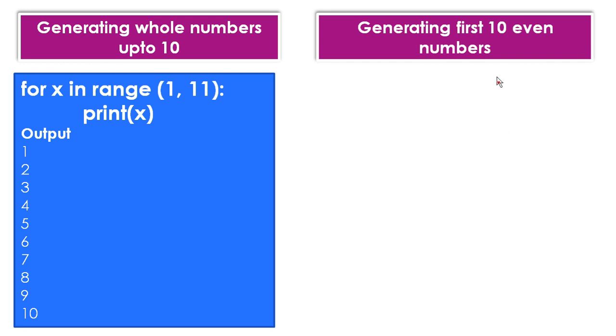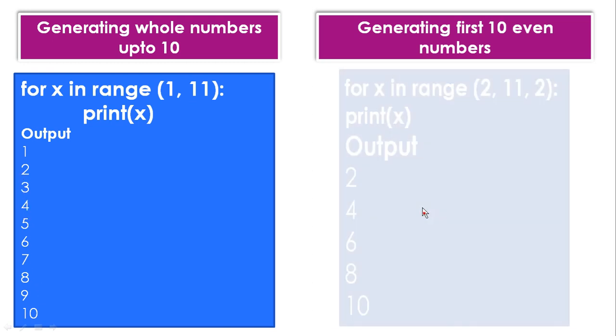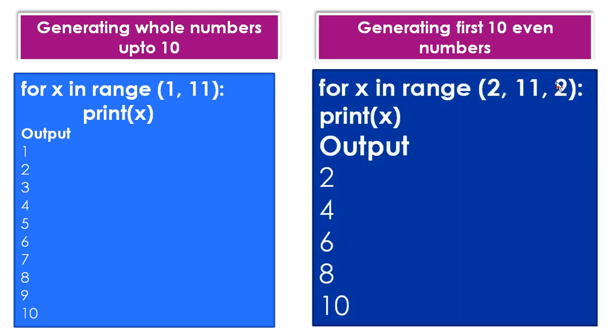Another example: generating the first 10 even numbers. Here we alter the step value. In the previous example the step value is 1, so we get 1, 2, 3 up to 10. In this example, the step value is 2 and the starting value is 2, so the series starts from 2. The n value is 11, 11 minus 1, that is 10. The step value is 2, so we get the result 2, 4, 6, 8 and 10.